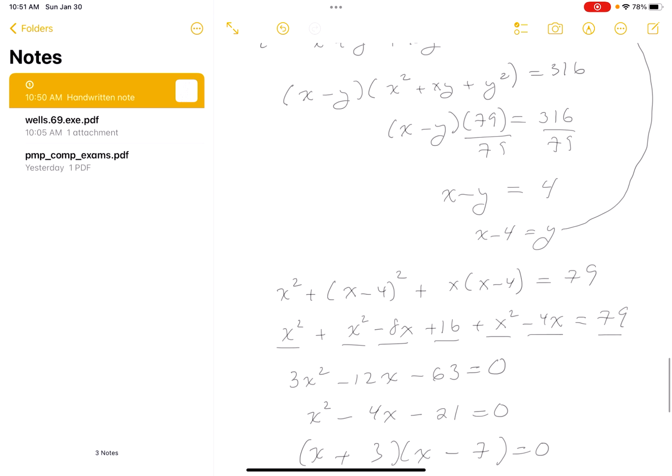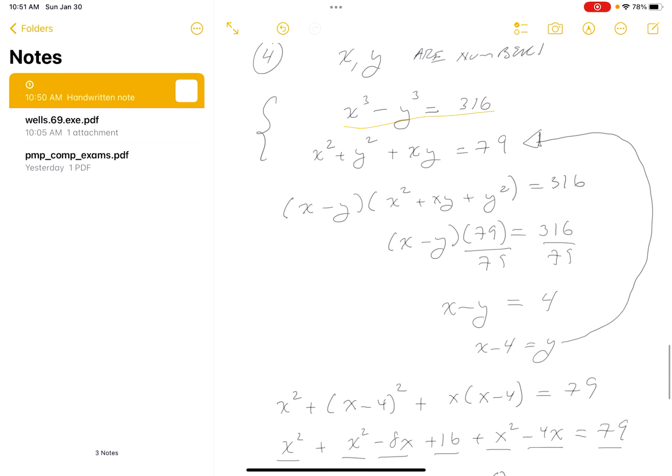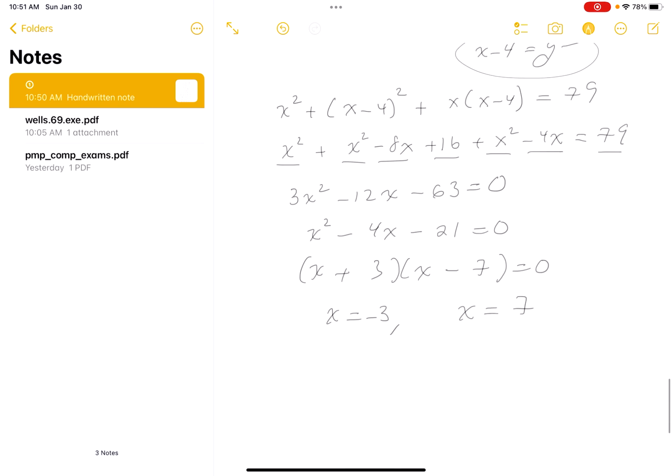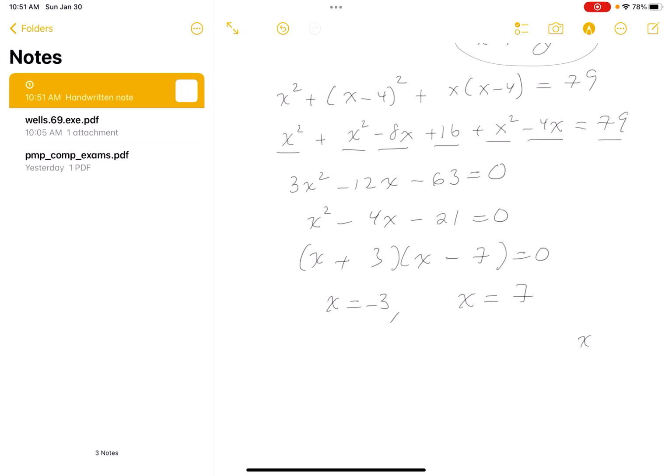So I want to go back to the original problem, and I realize I have something over here that's pretty simple. And what is it going to be? x minus 4 equals y. I'll write this over here. x minus 4 equals y. So what did you get over here? y in this case would be minus 7, and y in this case would be 3. So I have two ordered pairs: minus 3, minus 7, and the other pair is 7, 3.